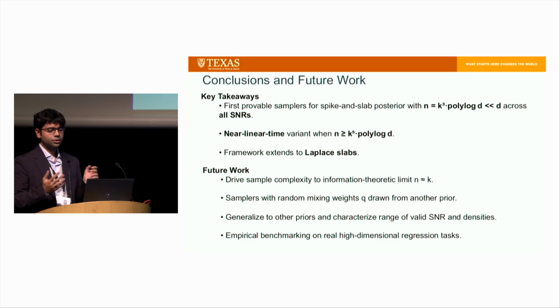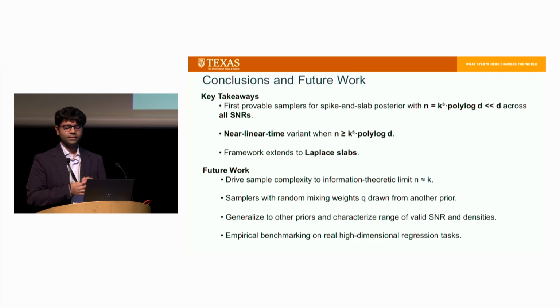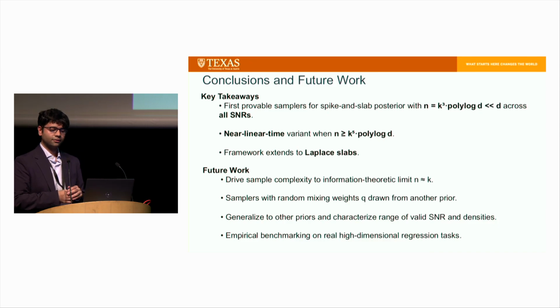So we showed that in k-cubed polylog D samples, across all ranges of the signal-to-noise ratios, a polytime algorithm exists for spike and slab posterior sampling. There's a near linear time variant if the number of samples are allowed to go up to k to the 5. And this framework extends to the Laplace cases as well.